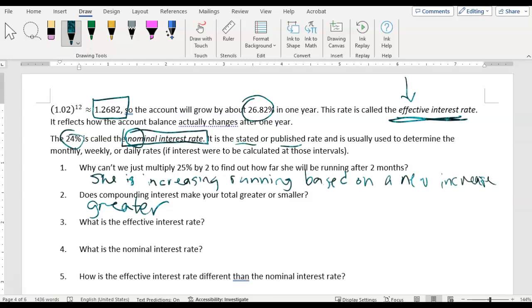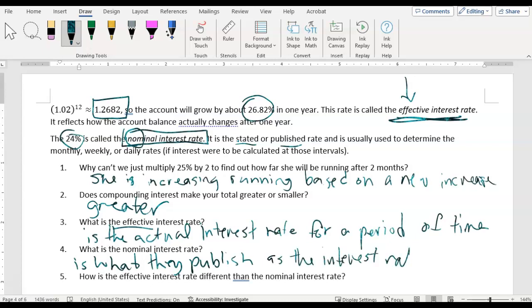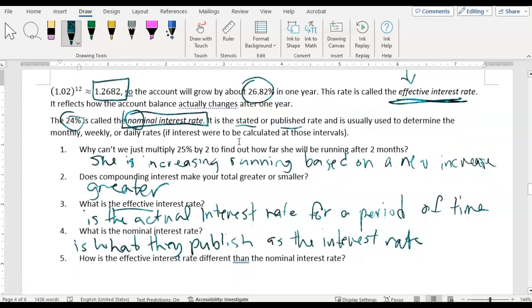What is the effective interest rate? What is the nominal interest rate? So effective interest rate is the actual interest rate for a period of time in which the interest has been compounded. And then the nominal interest rate is what they publish as the interest rate. But it is an interest rate that needs to be broken up over time.